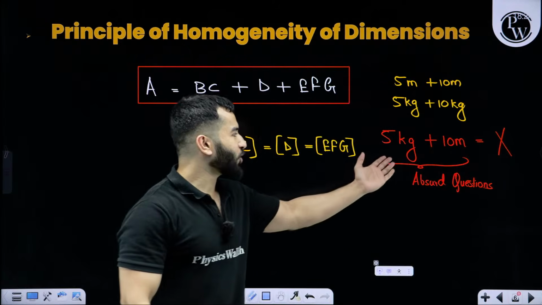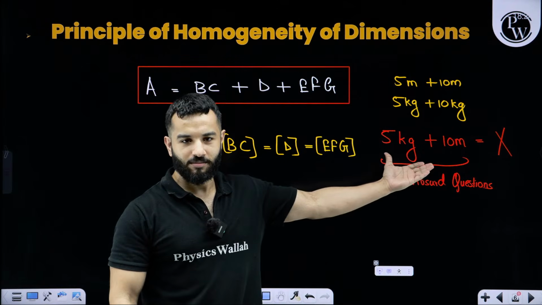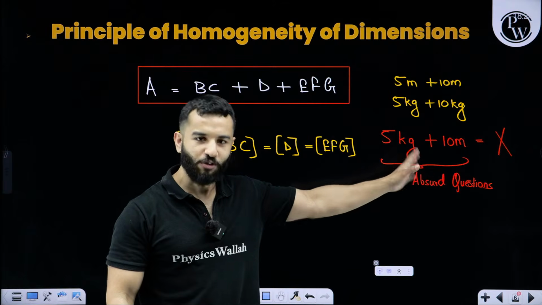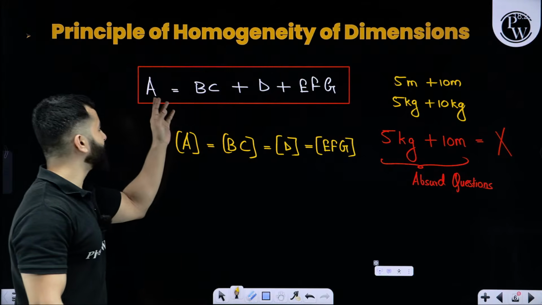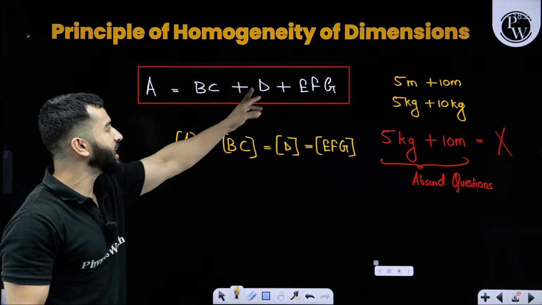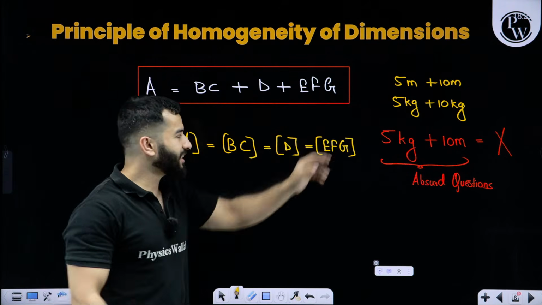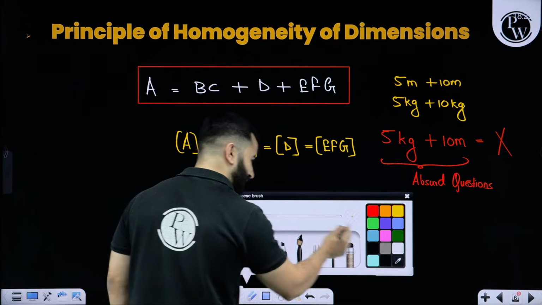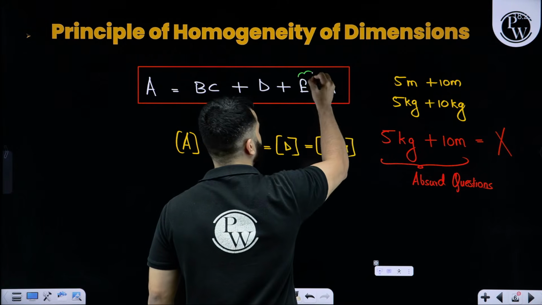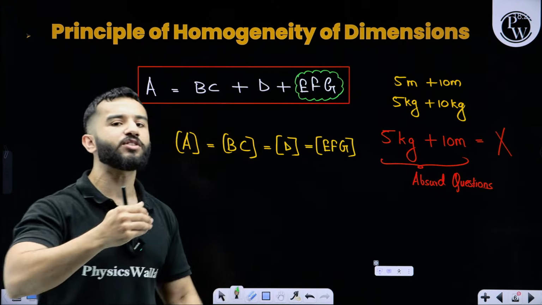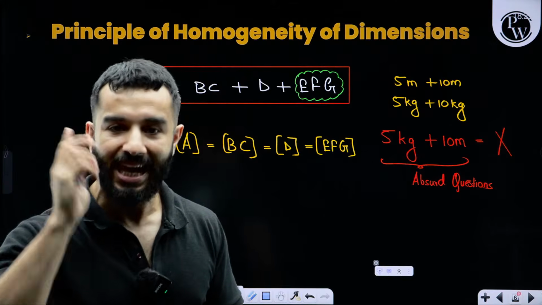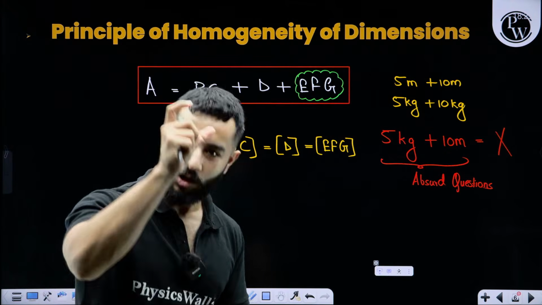So if someone is talking like this, that means it's an absurd question in the first place, right? So we are not going to answer this. If someone is saying that A equals BC plus D plus EFG, then whatever E, F, G are individually, we don't care, but combining them, the product of these three things will give me whatever physical quantity A is.